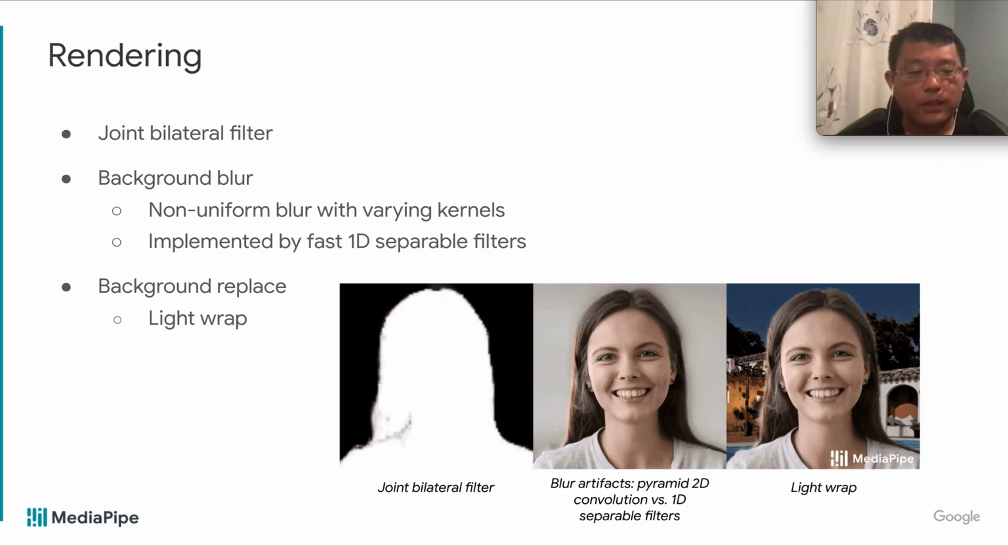In background replace, we apply light wrap, which allows some light from the background to bleed into the foreground. It reduces artifacts around the person, as shown in the red figure.